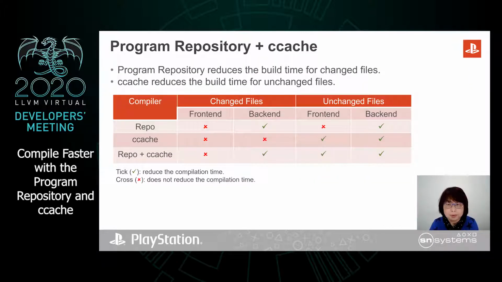This table shows that the program repository reduces the backend compilation time for both changed and unchanged files, whereas Ccache reduces the whole compilation time for unchanged files. When Ccache is used to build a large project, the cache can quickly become invalid due to the frequency of header file changes. Therefore, the repo and Ccache together achieve much faster builds than using either of them individually.